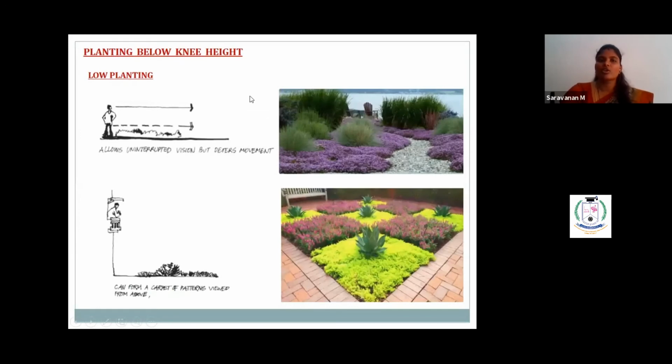Next is below knee height, which is called low planting, below our knee level. It allows uninterrupted vision, but it distracts the movement. This is what is below knee level. You can see it in the sketches.